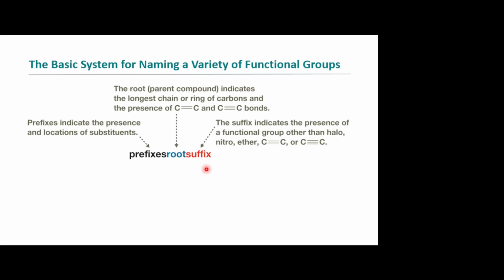Remember again, there's a difference between substituents and functional groups, right? Functional groups are going to show up in your suffix. And those are going to be other things than halo, nitro, ether. The enes, ines, and anes, those are in your root. Your nitro, ether, halo, those are in your prefixes. They're substituents. Okay? So we're going to start covering things that are your suffixes.